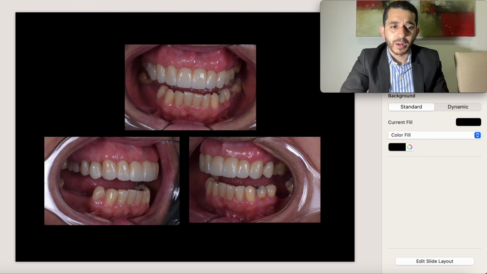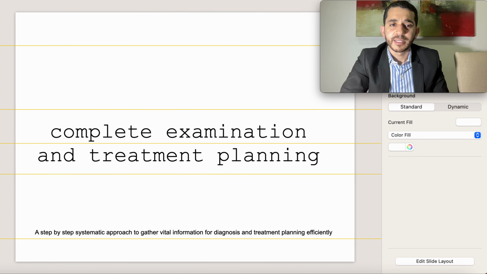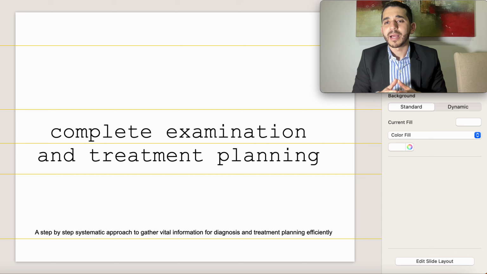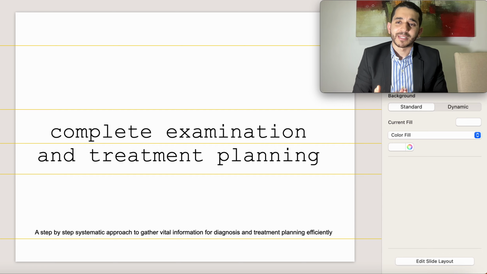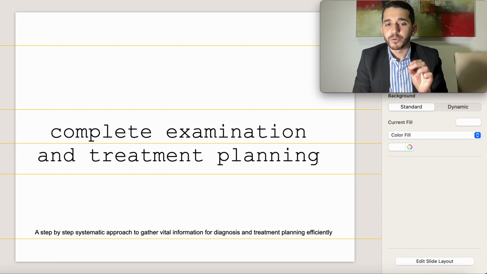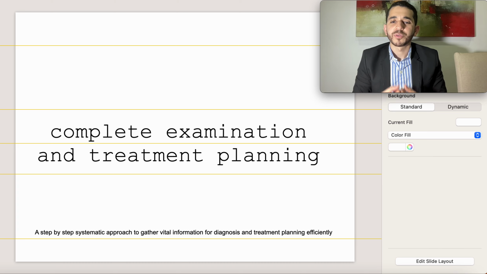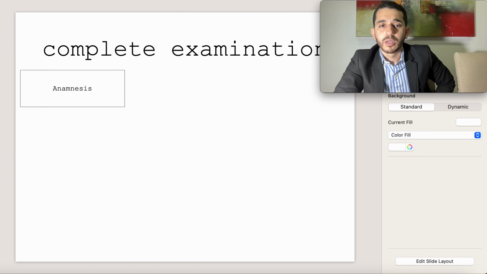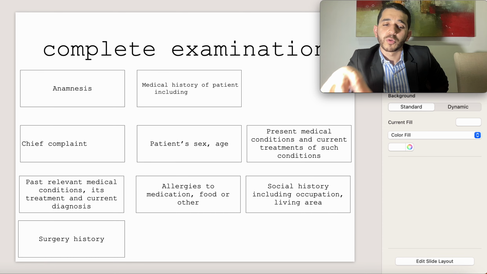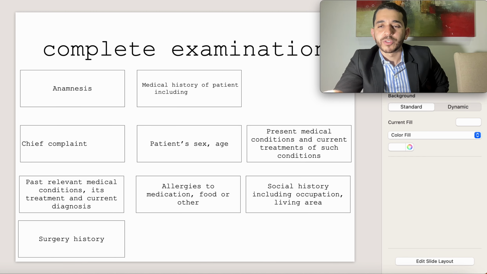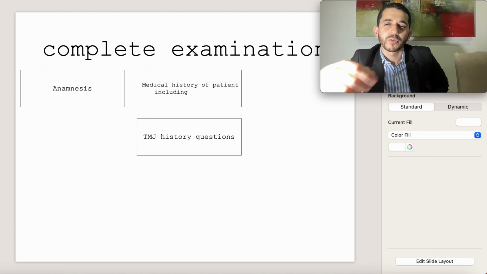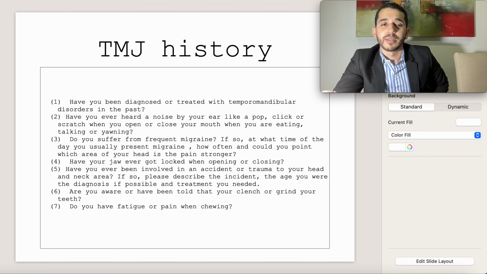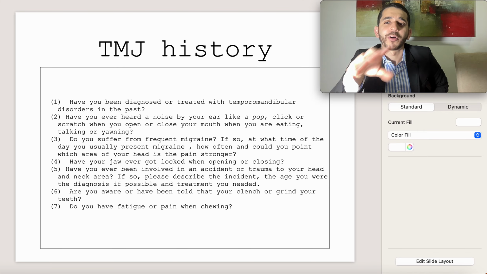So, what I'm presenting to you today is a complete examination and treatment planning process for the masticatory system, a systematic approach to gather vital information for diagnosis and treatment planning efficiently, okay? I'm going to skip the anamnesis because we don't have much time here, but it's everything that we always do in our practice. The only thing that we're going to do differently, maybe, is the TMJ history in our anamnesis.